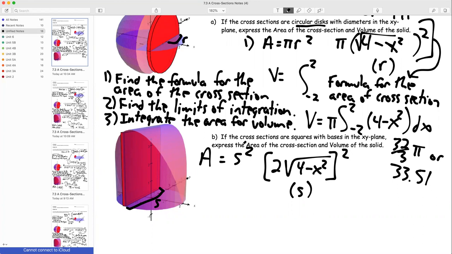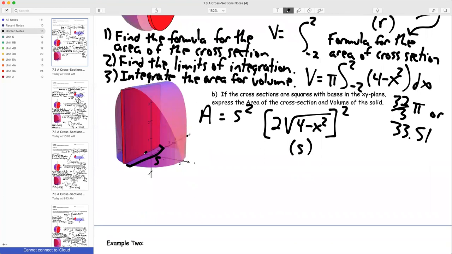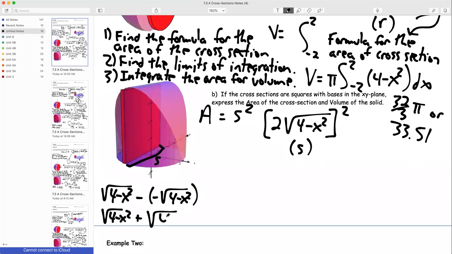So look up here again. Look at my figure here. If I go from the x-axis all the way out to the edge, that's half the side. And that is my y value. Therefore, my y value is the square root of 4 minus x squared. And if I double that, I will get all of it. Or you could think about it like this. I'm going to do the square root of 4 minus x squared minus a negative square root of 4 minus x squared, which gives me the square root of 4 minus x squared plus the square root of 4 minus x squared, or 2 times the square root of 4 minus x squared. And then don't forget to square it, because this expression right here is just the side. And to find the area, I need the side squared. Okay, so this is the area of my cross section.